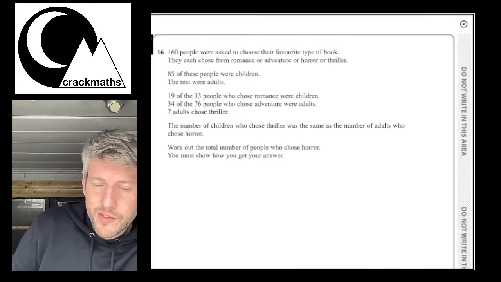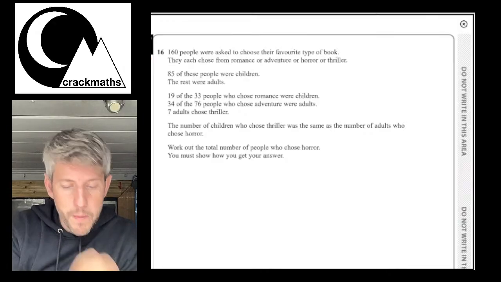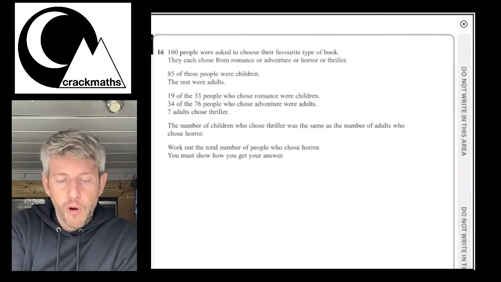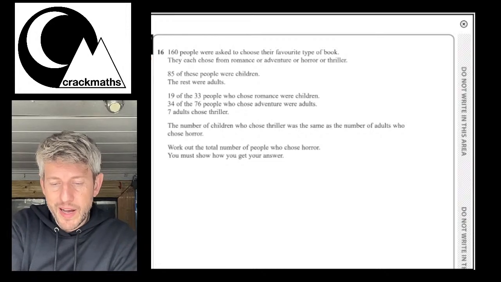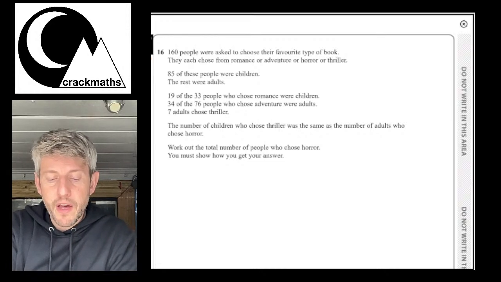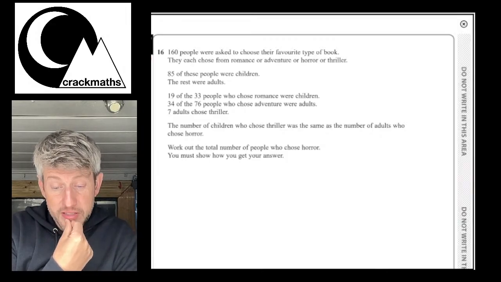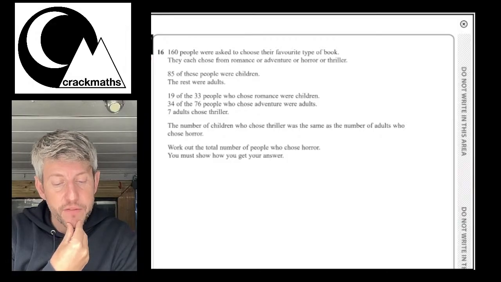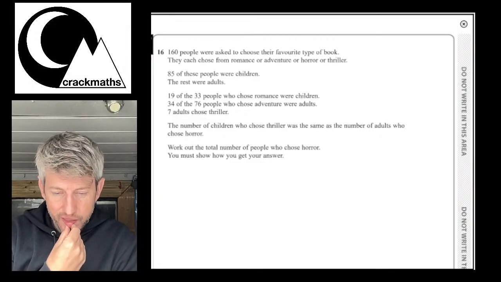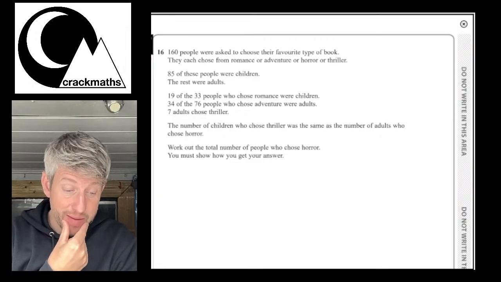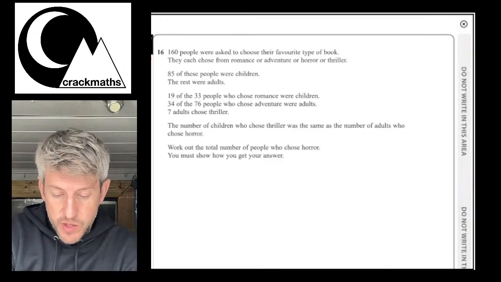160 people were asked to choose their favourite type of book. They can each choose from romance, adventure, horror or thriller. 85 of these people were children. The rest were adults. 19 of 33 people who chose romance were children. 34 of the 76 people who chose adventure were adults. 7 adults chose thriller. The total number of children who chose thriller was the same as the number who chose adults. Work out the total number of people who chose horror.